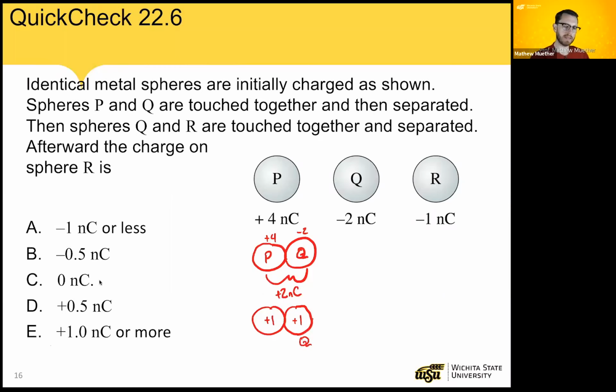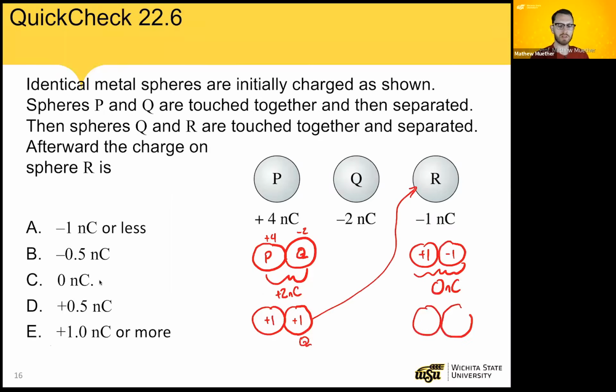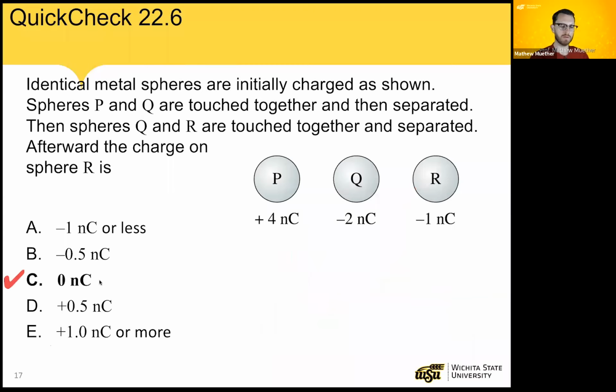Now I'm going to take that object and bring it over here and make physical contact with R. So now I'm going to touch a positive 1 nanocoulomb charge to a negative 1 nanocoulomb of charge. That means I have a net charge of 0 coulombs on the system. How will the charge be distributed? It's a conductor, so it's distributed uniformly. So each of them ends up with 0 coulombs of charge on them. So in the end, the charge on sphere R is going to be 0 nanocoulombs.